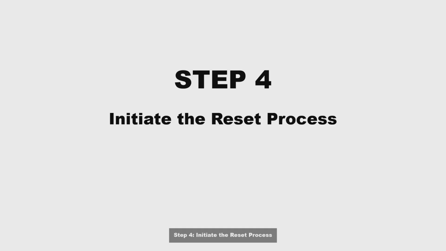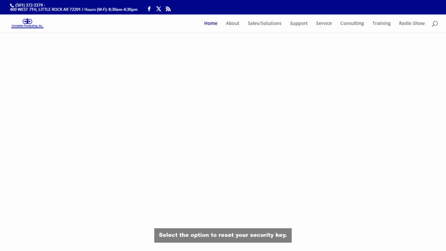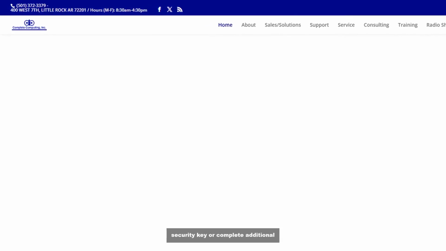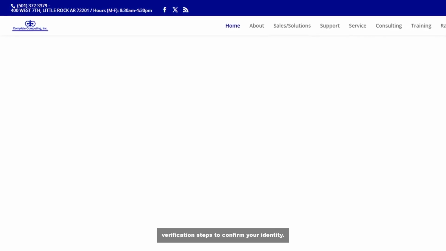Step 4. Initiate the reset process. Select the option to reset your security key. You may be prompted to enter your current security key or complete additional verification steps to confirm your identity.